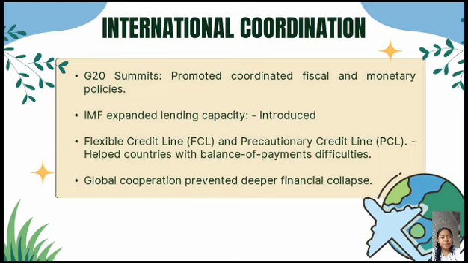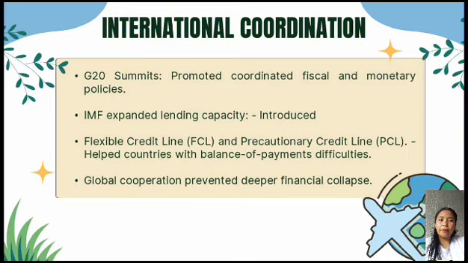Next is the IMF's expanded lending capacity. The International Monetary Fund stepped in as a global financial safety net during the crisis. Many countries, especially developing and emerging economies, faced balance of payment problems, meaning they were struggling to pay for imports and services and their foreign debt because of the capital flight and declining exports.